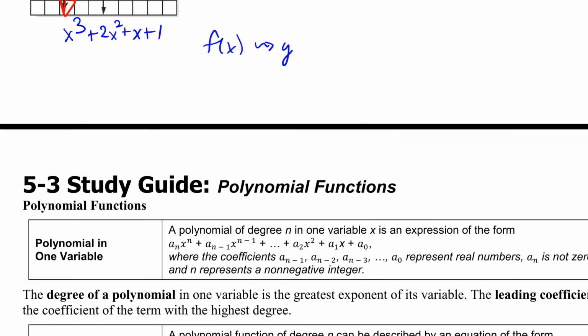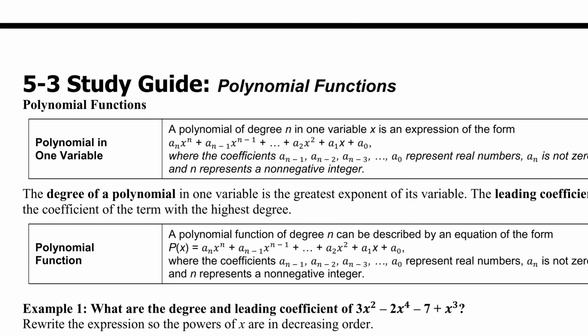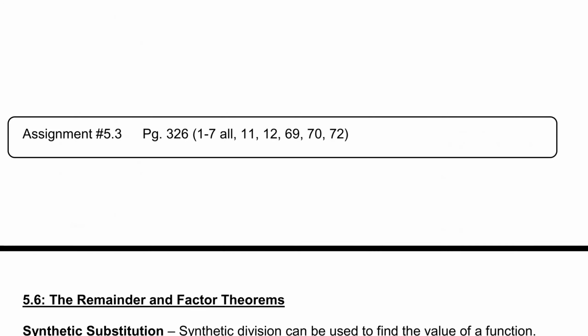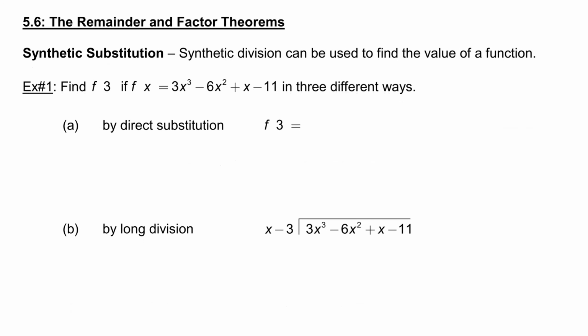Is that like all for this chapter? No, we have 5-7 and 5-8 after this. Well, I mean, it's not the chapter, it's the lesson. For the lesson? Yeah, the lesson. That was it for 5-3. Yeah.